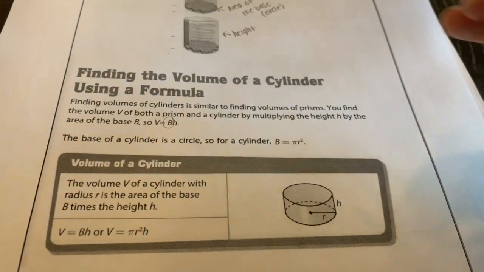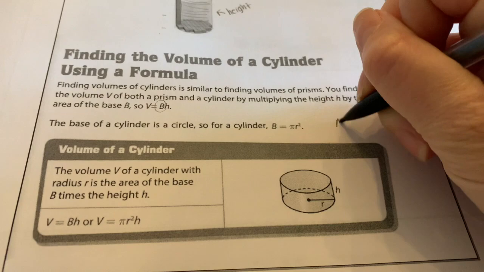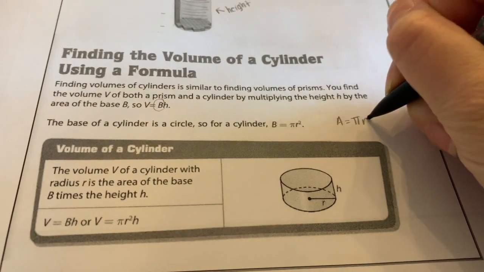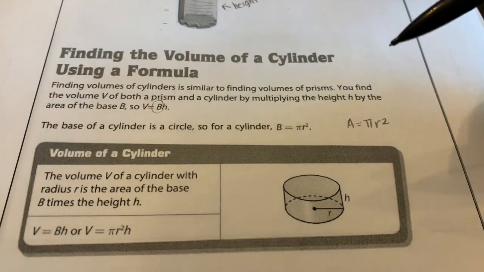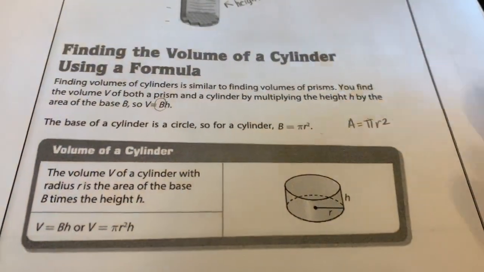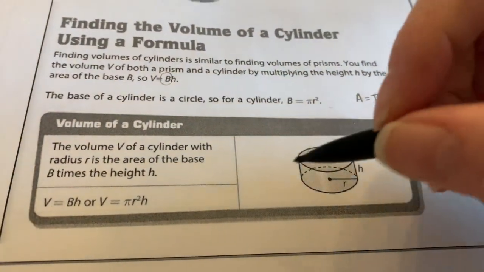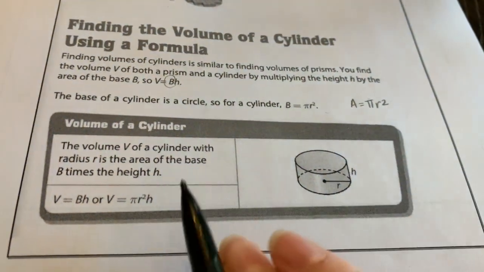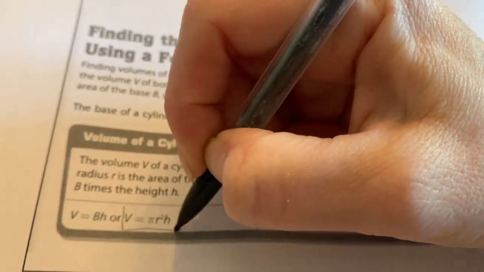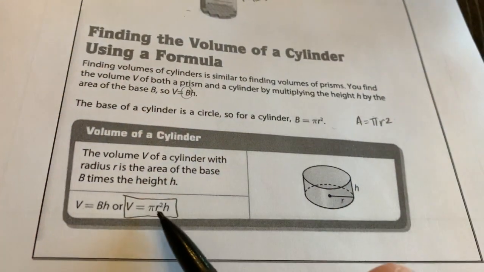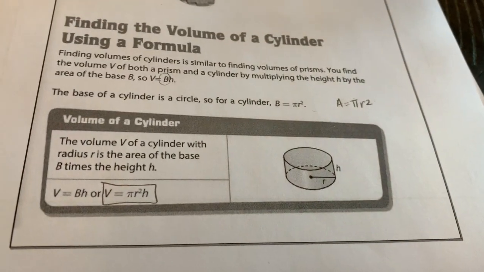So in our case, the base of a cylinder is a circle. The area of a circle is pi r squared. And hopefully you remember that. Cherry pie is delicious. Apple pies are too. I'm sure you remember that. And then you multiply that by the height. So to find the volume of a cylinder, you use this formula, pi r squared h. The pi r squared represents the area of the base, and the h is the height.